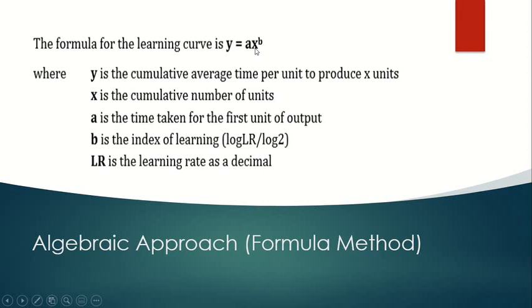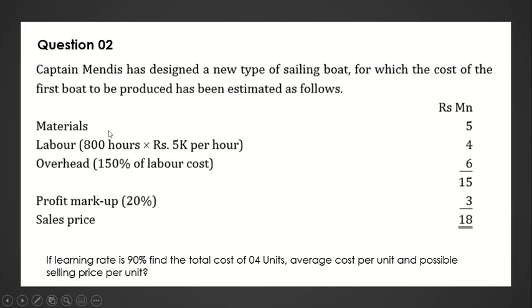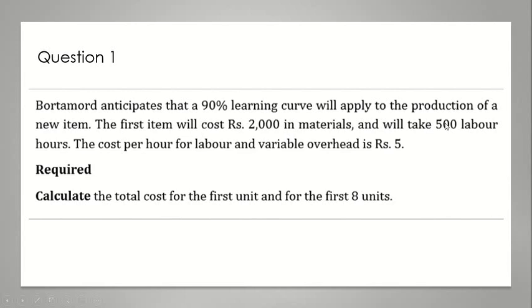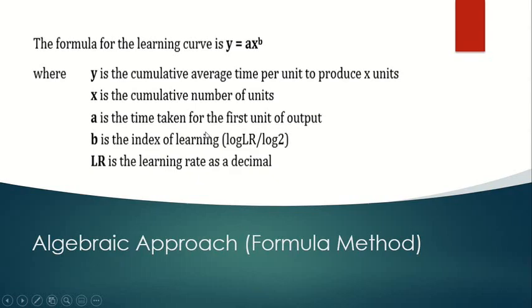A will be the time taken for the first unit of output. So A will be the first unit's time requirement. So 500 hours, 800 hours. In our previous examples, 800 hours was the first unit's time requirement in one example, and 500 hours was the first unit's time requirement in another. So likewise, A will be the first unit's time requirement. B will be the index of learning. This is very important. This B is new for this particular formula. The cumulative average time per unit we already learned in the tabular approach. The cumulative number of units also we learned. Time taken for the first unit also we learned in the tabular approach, but this B is new for this method. So B is the index of learning.